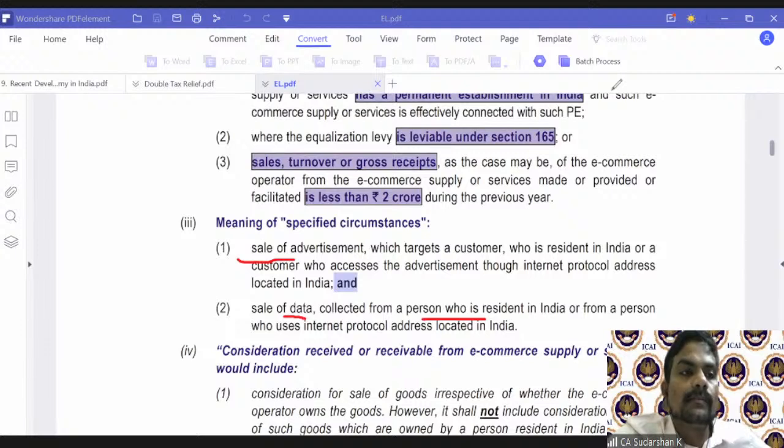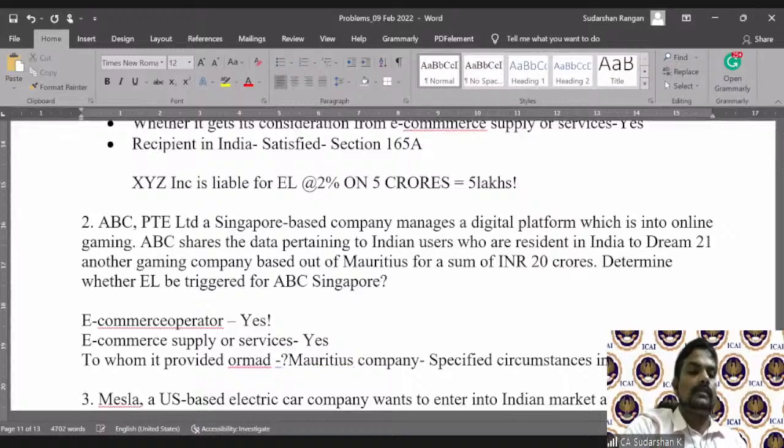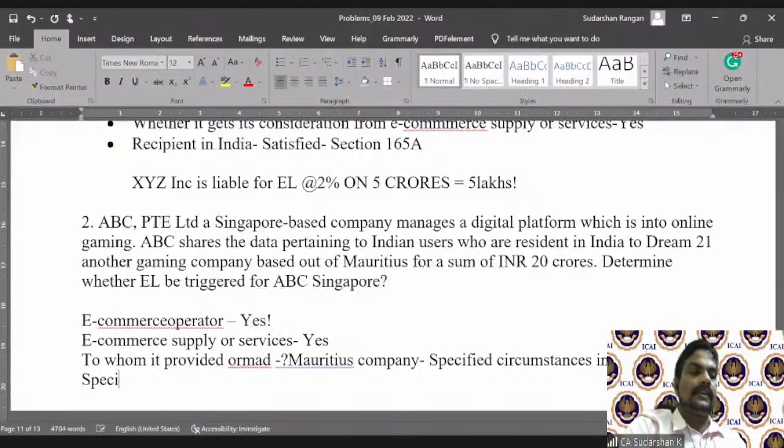So we are not sure whether, in our case, the non-resident has sold the data, there is no doubt about it, but whether there is a sale of advertisement. Probably the government wanted to keep it as or, I don't know, but they have instead worded it as and. So both the conditions have to be satisfied. So one can take a call that when it's non-resident to non-resident, it is only when there are specified circumstances mentioned in section 165A.